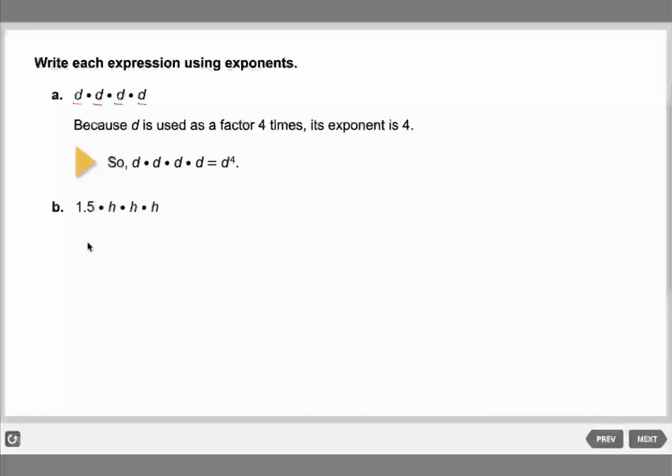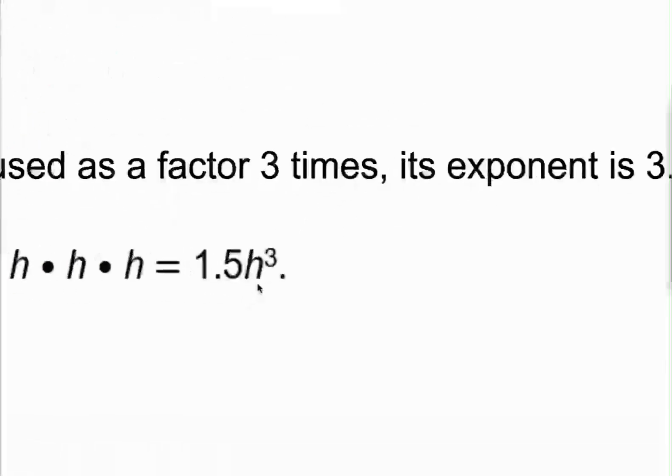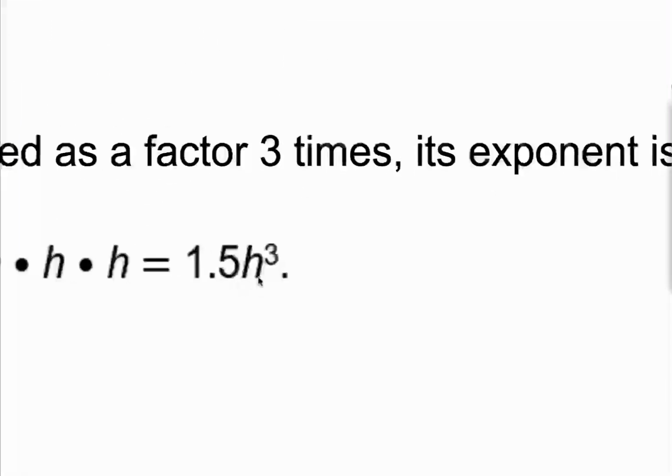Okay, let's see the next example here. 1.5 times h times h times h. Okay, we have a number. This number is a coefficient because it's multiplied by a variable. And how many times did we multiply the h? We multiplied it 3 times. So the exponent should be 3. Remember, the 3 is the exponent of the h, not 1.5. We have only 1.5 one time. So we write 1.5 times h to the power 3, or 1.5 h cubed. Cubed means power 3.